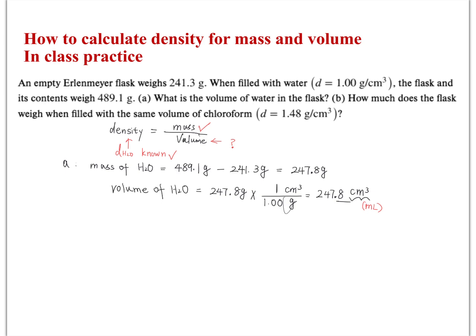Okay, and now we are going to move on to the second question. The second question says, how much does the flask weigh when filled with the same volume of chloroform, which is another liquid, with a density of 1.48 gram per cubic centimeter? So in order to know the total weight, we basically need to figure out the mass of the content inside, the mass of the chloroform. So how do we figure out the mass of chloroform?